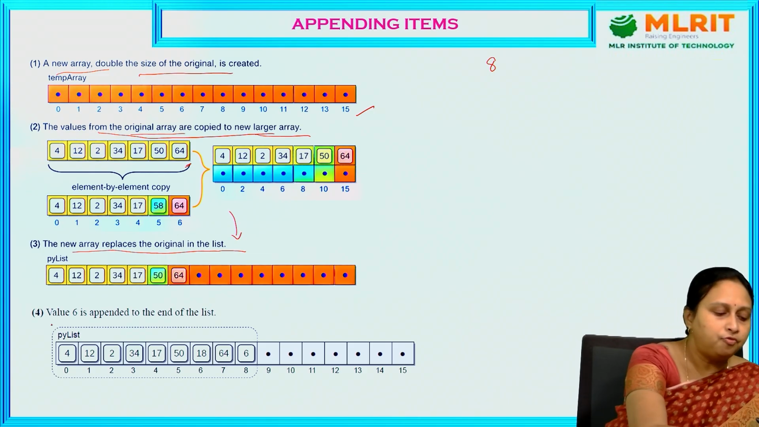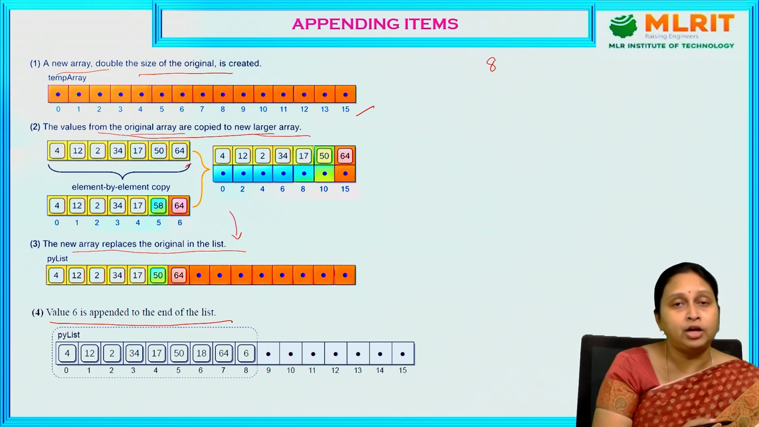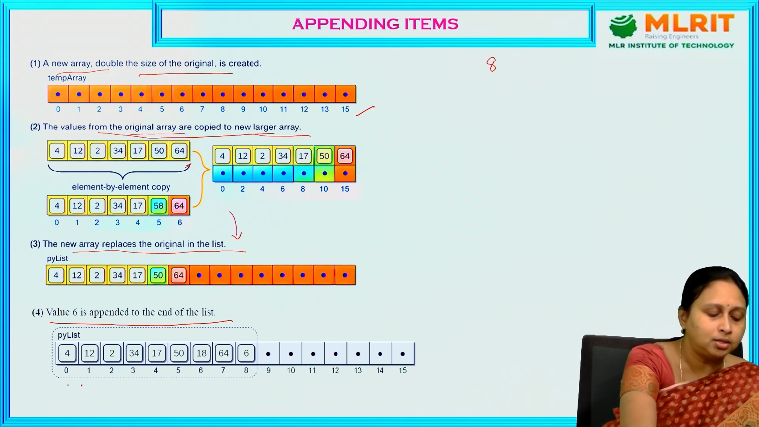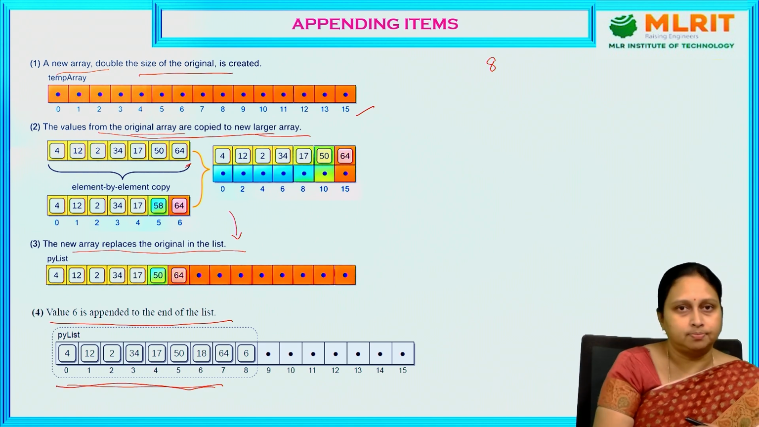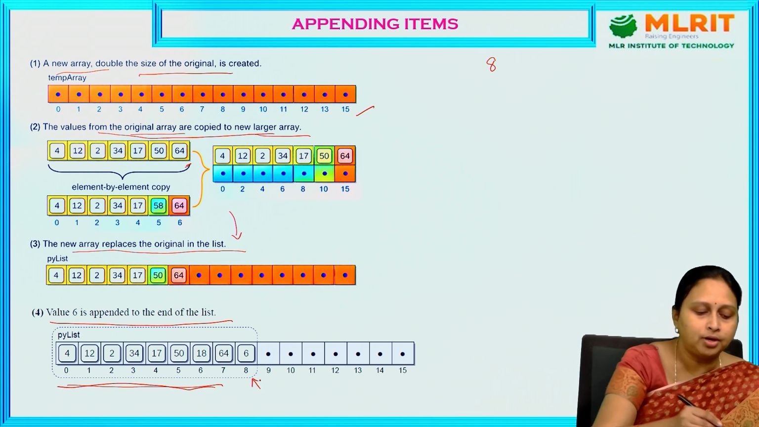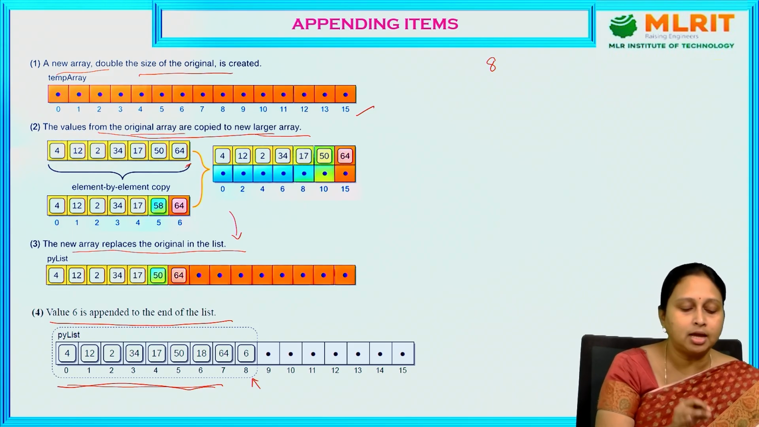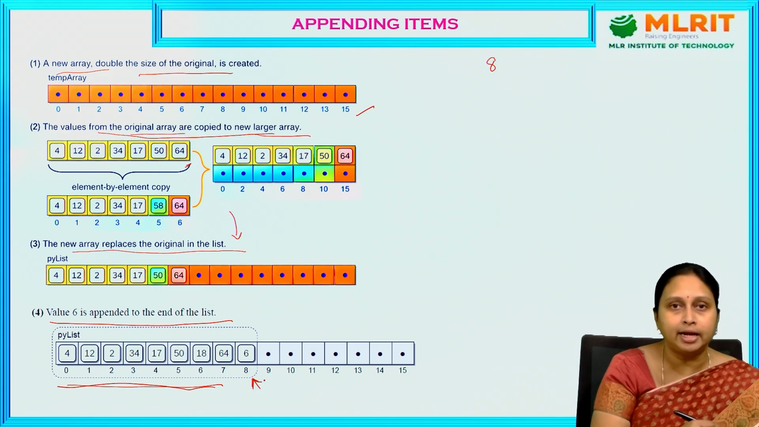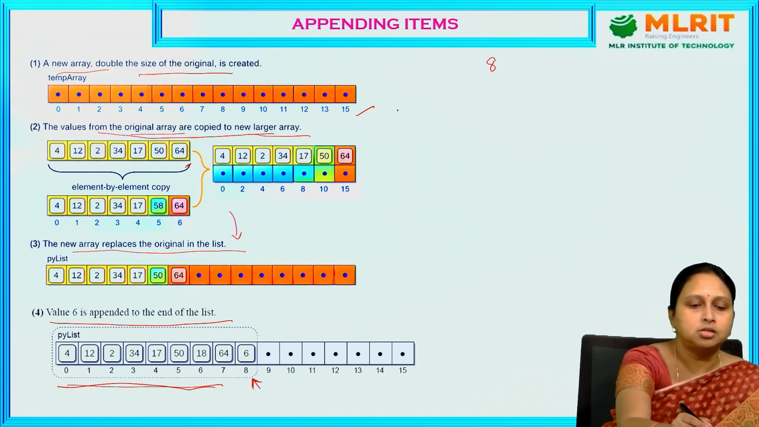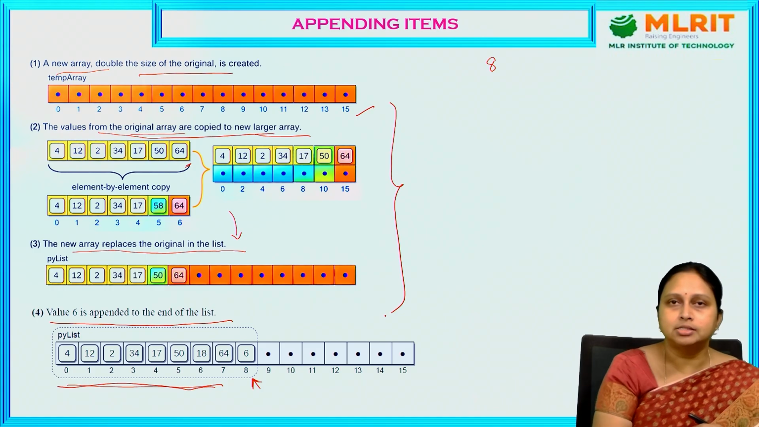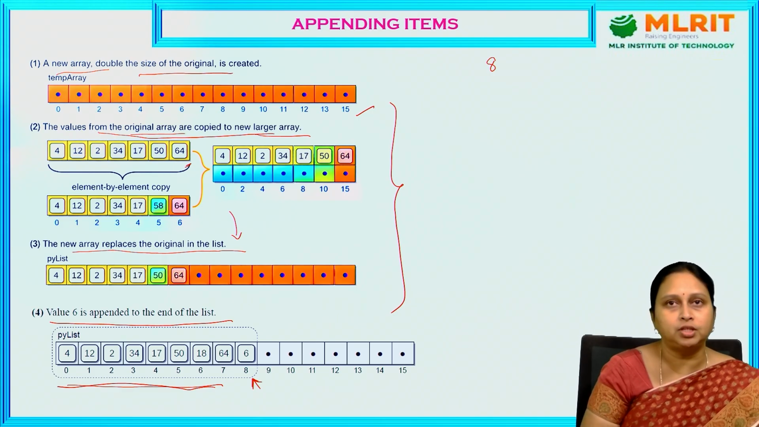After that, now the value 6 is appended to the end of the list. After adding all the elements, now we have added all the elements into the new array. Now what is the new element we have? We have the element 6 that is going to be inserted at the end of the list. Not anywhere in the middle, it will be inserted at the end of the list. That is at index 8 it is going to be inserted. This is how you insert or append an element into the list based on the expansion of the array, right?